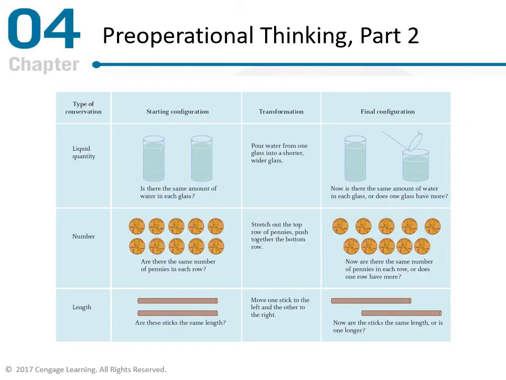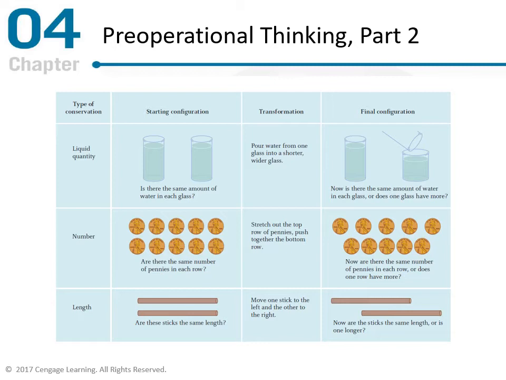So this is the example that was shown in the videos in chapter one, just put in a picture. This is pre-operational thinking at its best. If you look at this, children in the pre-operational stage of development typically have difficulty solving conservation problems in which important features of an object or objects stay the same despite changes in physical appearance. So that's the example, right? Liquid quantity. Is there the same amount of water in each glass? Yes, you can see they're equal. Pour some from one glass into a shorter, wider glass. Now is there the same amount of water in each glass, or does one glass have more?